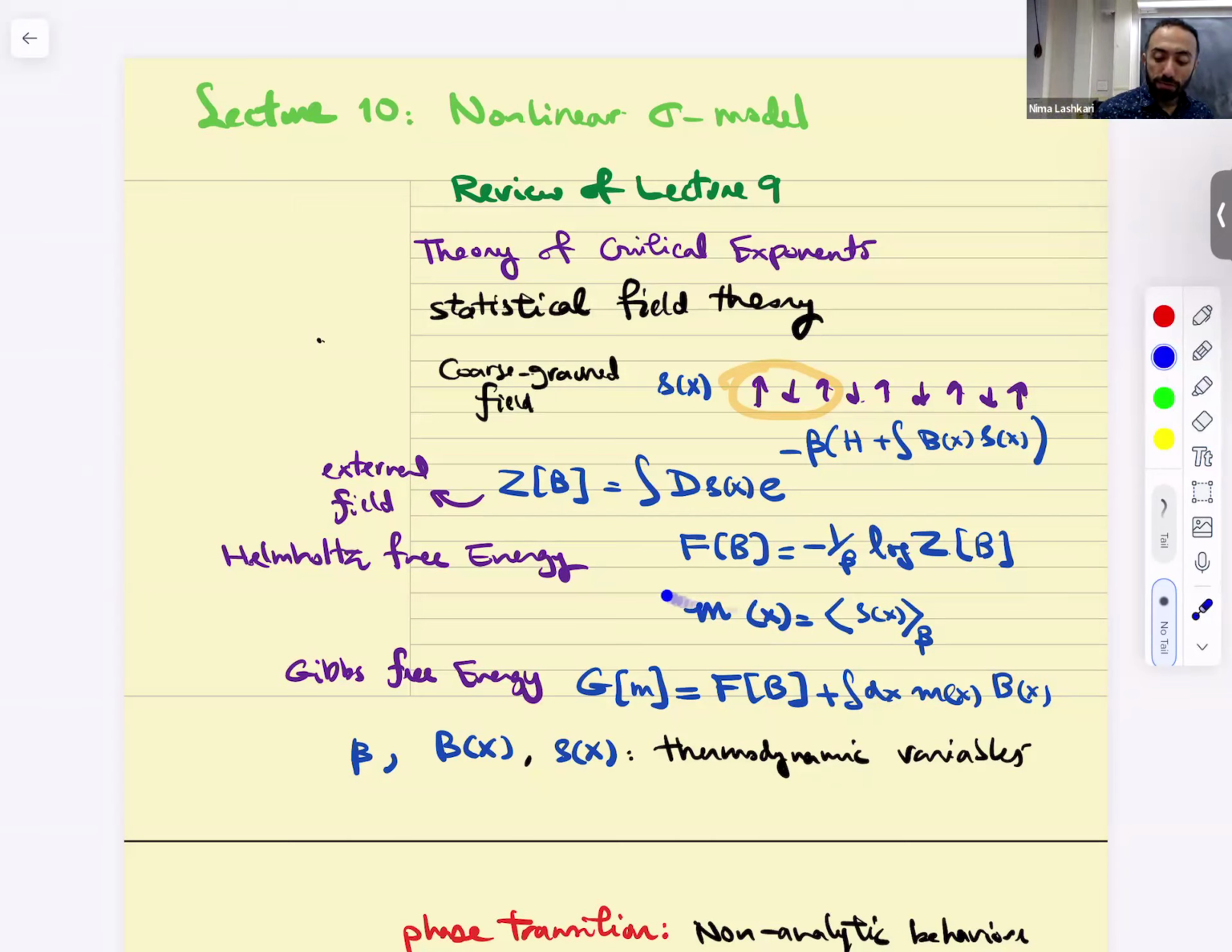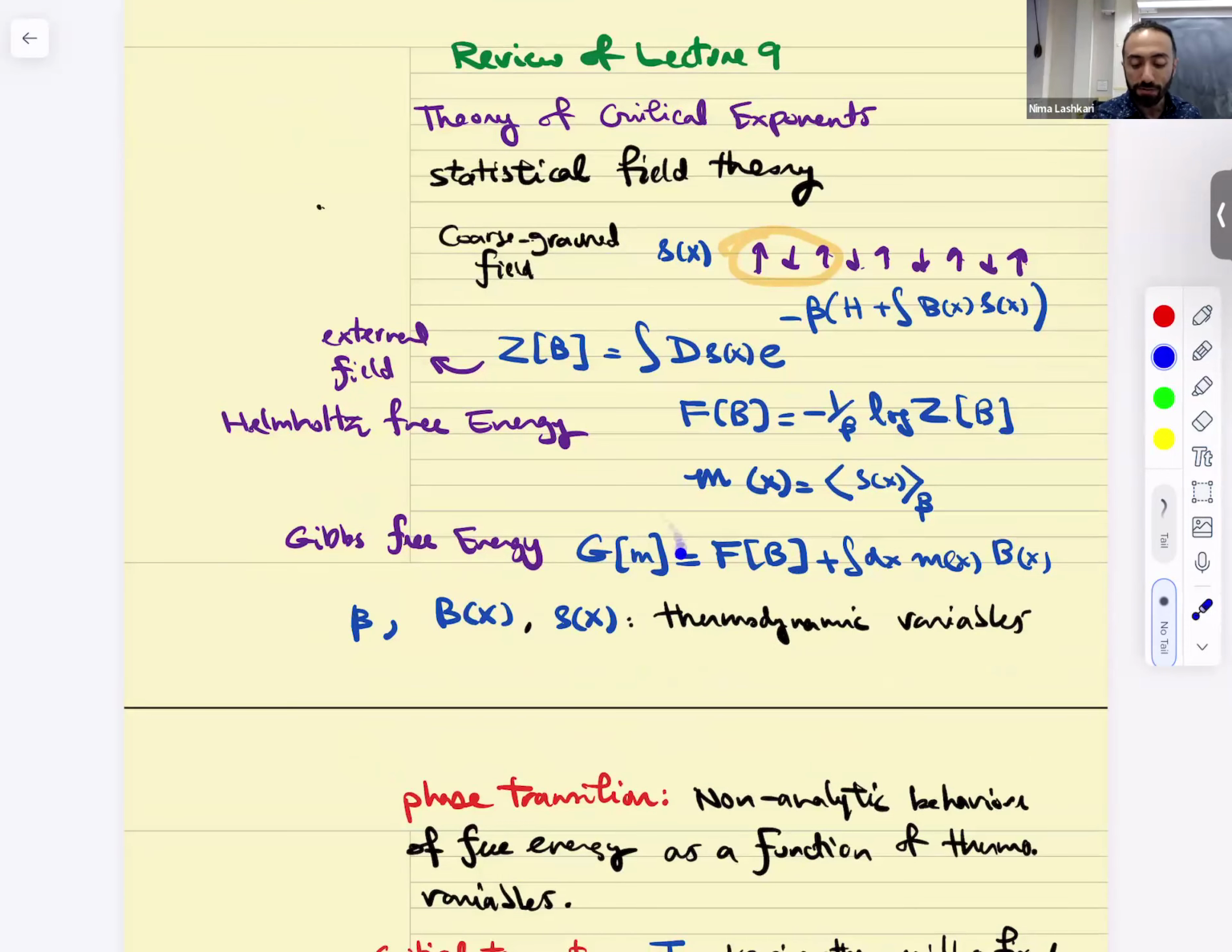And using F of B, we could take derivatives, or with Z of B, you could calculate correlation functions, in particular the 1-point function, M of x, right? This is the analog of phi classical. This is the 1-point function of a quantum theory, or here in this case, the average 1-point function of a fluctuating finite temperature theory, right? We said that if we have M of x, we could do a Legendre transform and get a Gibbs free energy, which is now a function of the 1-point function, by just adding to the Helmholtz free energy an integral of M of x, B of x.